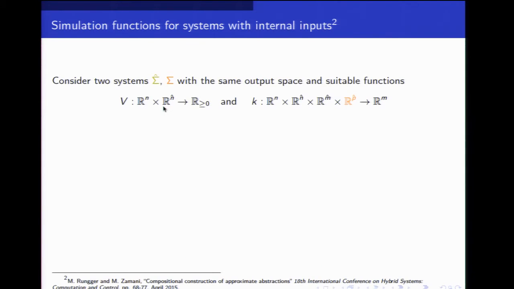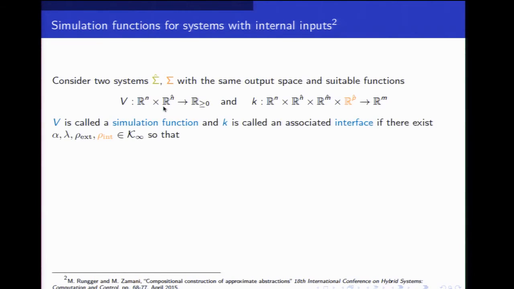So we extended the notion of simulation functions to systems with internal inputs, because we need this notion for the interconnection of subsystems. More or less the simulation function is defined on the same space, but in the interface, not only does it get the information of the external input of the abstraction, it also gets the information of the internal input of the abstraction. And V is called a simulation function.